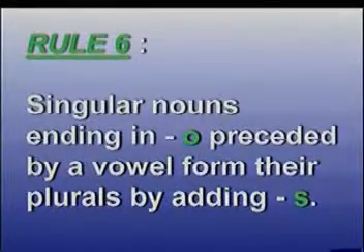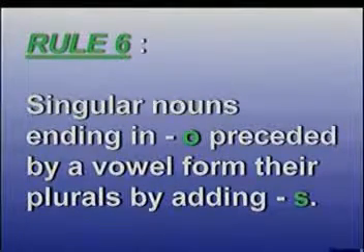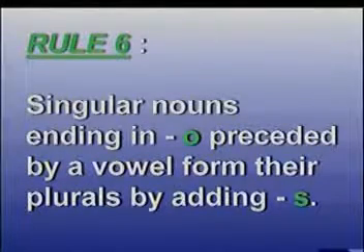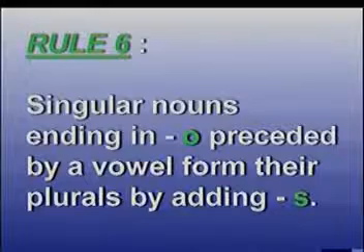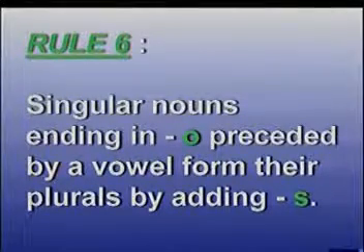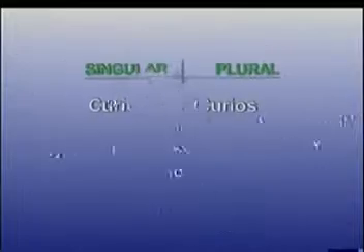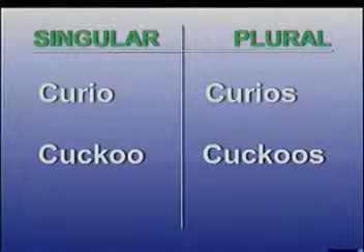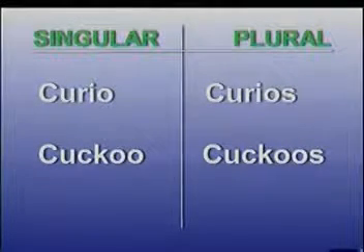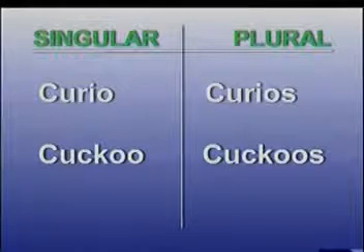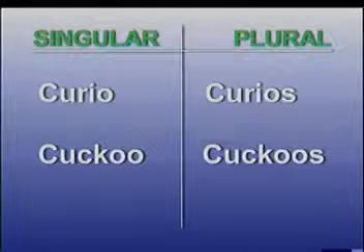Rule 6. Singular nouns ending in o preceded by a vowel form their plurals by adding s. Examples: curio, curios; and cuckoo, cuckoos.